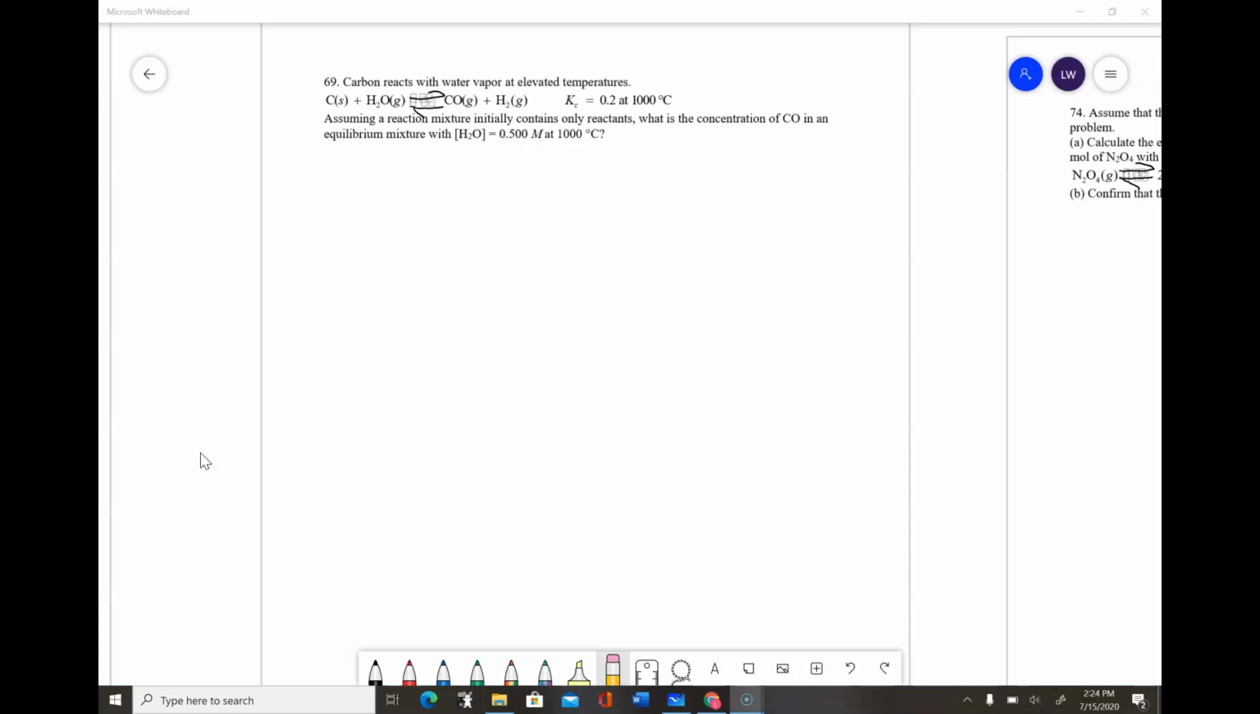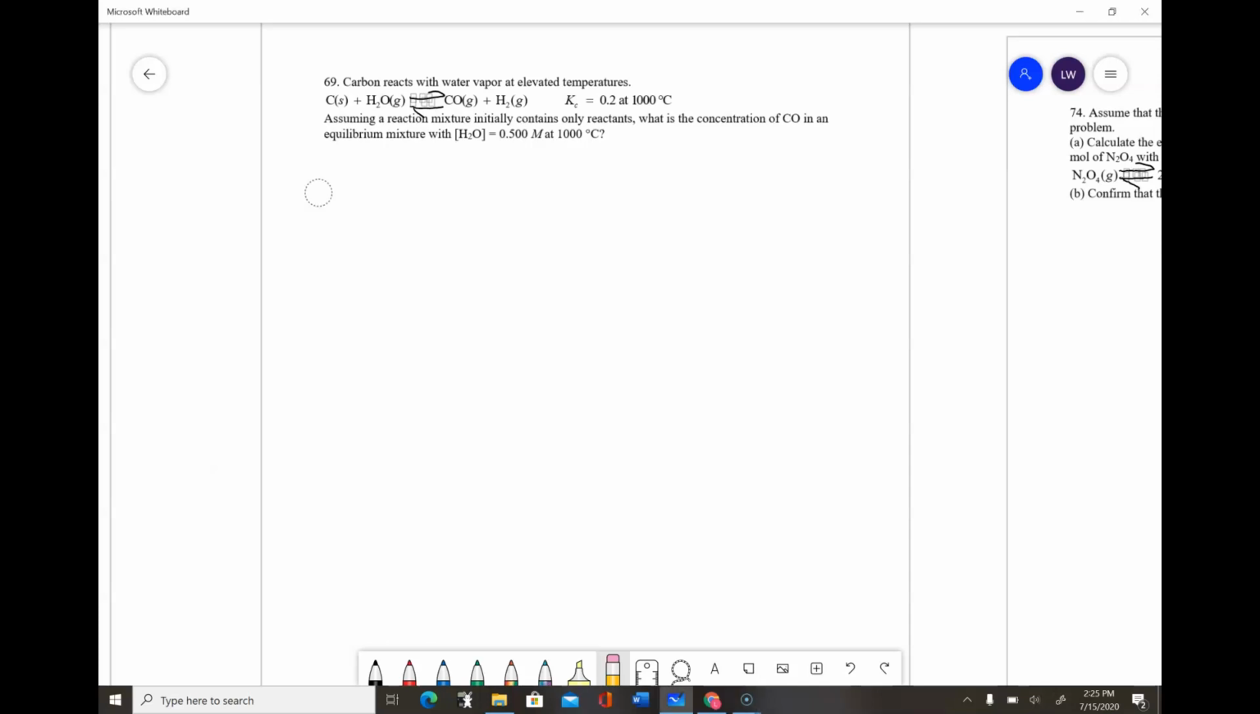So then it says, assume a reaction mixture initially contains only reactants. So that means that initially the concentration of carbon monoxide and hydrogen was 0. And then it says, what is the concentration of carbon monoxide in an equilibrium mixture with the concentration of water equals 0.5? So I'm going to set up an ICE table and see if I can decipher what all of the equilibrium concentrations are for the different things.